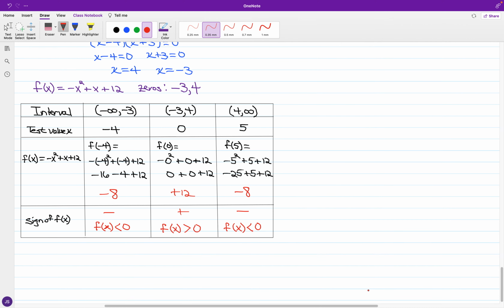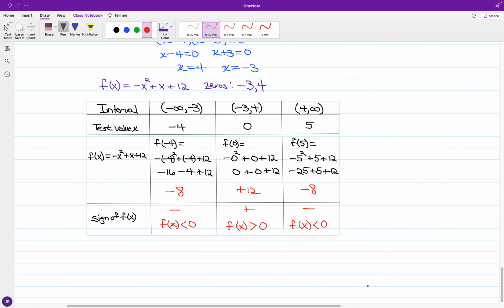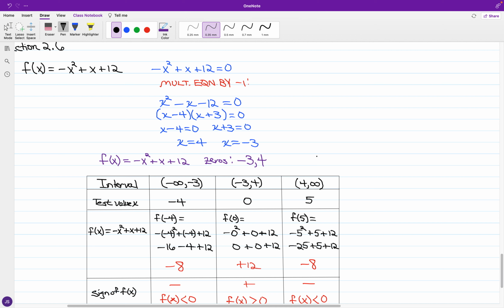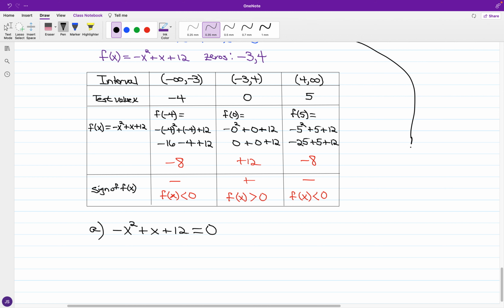Okay. And now, just winding things back up. For part A, this is asking for the solution to x whenever negative x squared plus x plus 12 is equal to 0. Again, it comes back to this part, with the solution values. So you have x equal to negative 3 and 4 only.